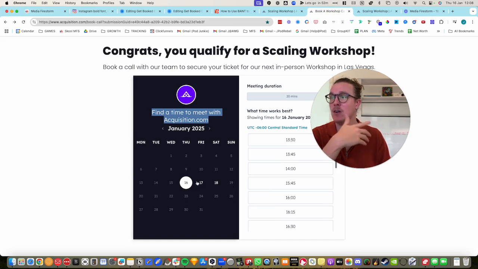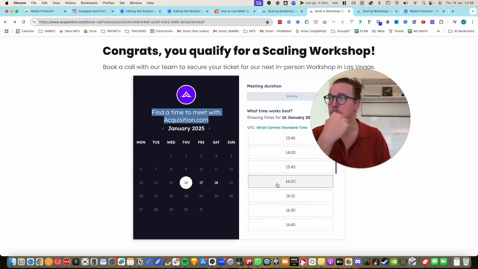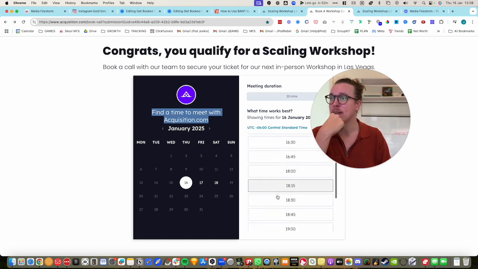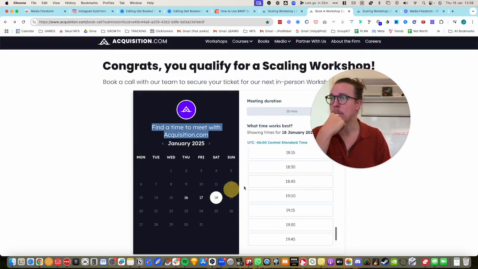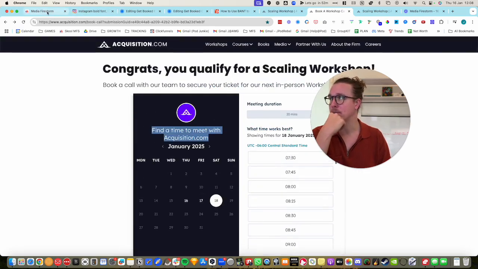You can even see on acquisition.com, they're only booking 3 days out in the schedule. But if you look at all of their time slots, there's a lot of these 15-minute time slots that are available, which just means you're way more likely to book a call based on what they've got going on here.